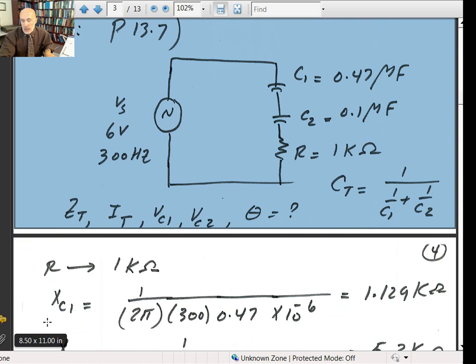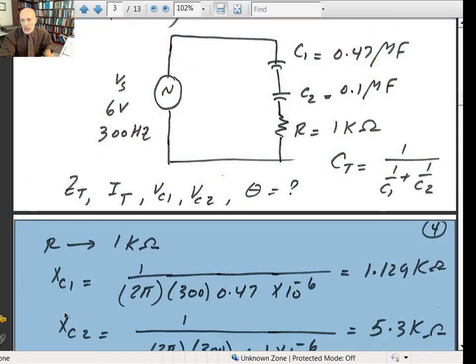The resistance stayed the same. You want to calculate the reactance of each. You can combine the two capacitances, which would be 1 over C1 plus 1 over C2. Since they're asking for the voltages for VC1 and VC2, they'll probably need to leave them like that.